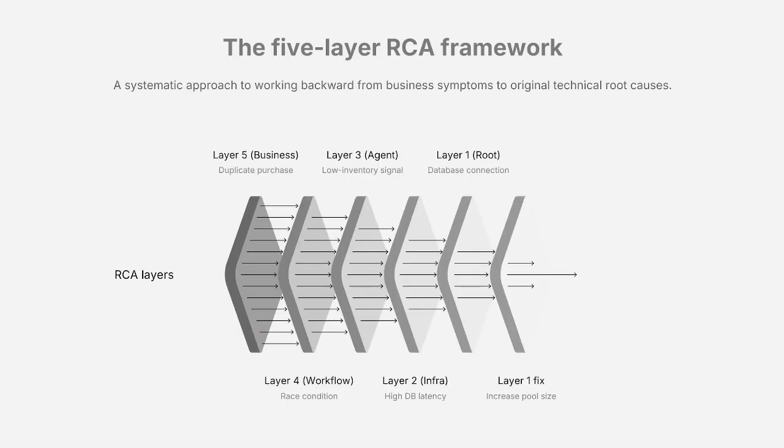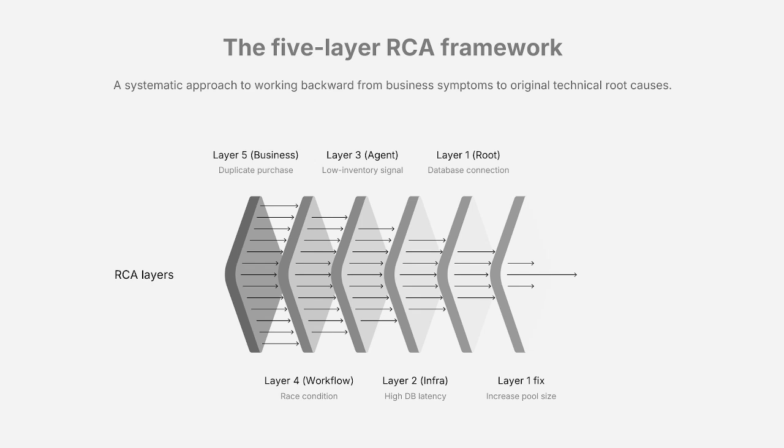And then we have section 7.7 where we have debugging. So debug information or behavior that an agent may not be able to reveal. So make sure you always debug information or behavior. And then for this, we have the 5-layer RCA framework. A systematic approach to working backward from business symptoms to the original technical root cause is what we design here, which is the RCA framework. And then we have 5 layers.